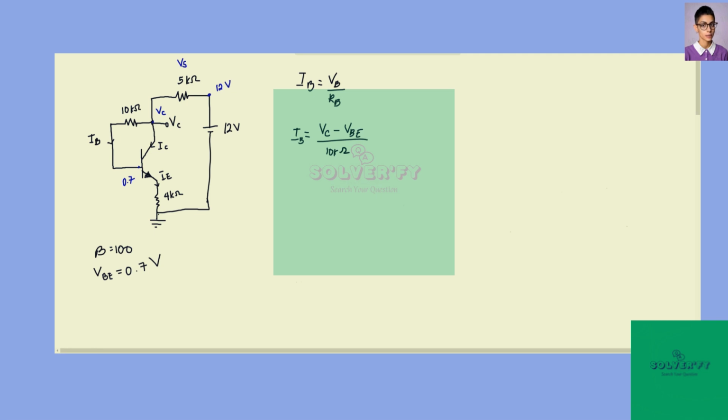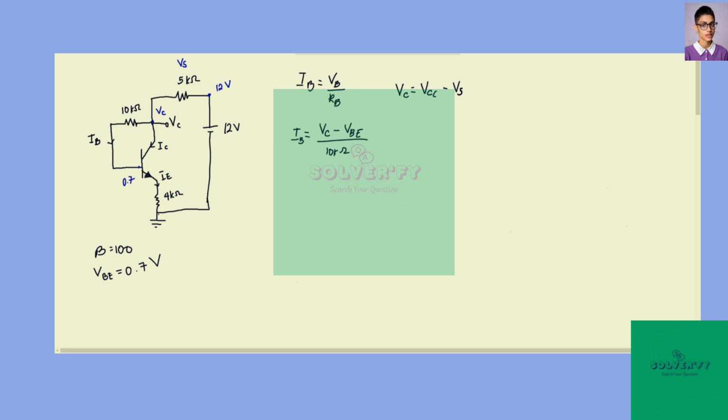So we have an unknown here, which is the voltage at node C. We could get this from voltage division, or that is VC is equal to VCC, our voltage source, minus the voltage across the 5 kilo ohm resistor. So 12 volts minus the voltage across the 5 kilo ohm resistor will give you the voltage at node C. But what is the voltage across the 5 kilo ohm resistor?